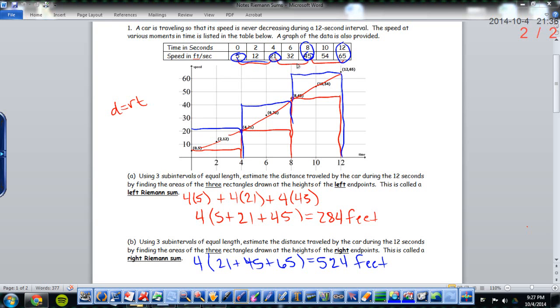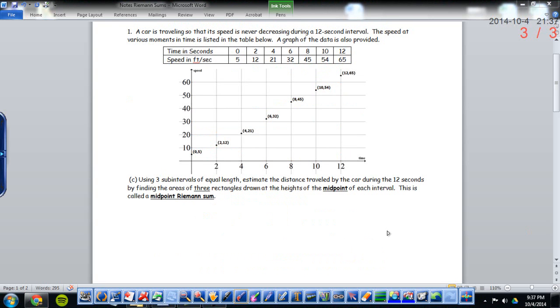Okay, I'm going to start with a clean graph to do part C. And you may want to grab a different colored pen as you're doing this. That might be helpful. Using 3 subintervals of equal length, estimate the distance traveled by the car during the 12 seconds by finding the areas of 3 rectangles drawn at the heights of the midpoint of each interval. This is called a midpoint Riemann sum.